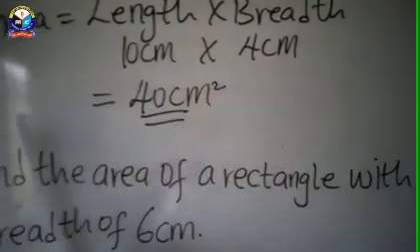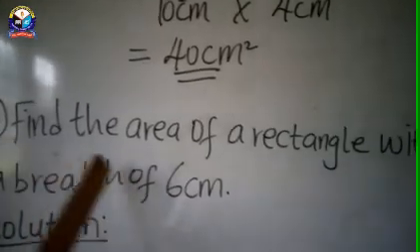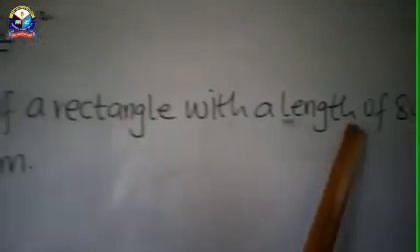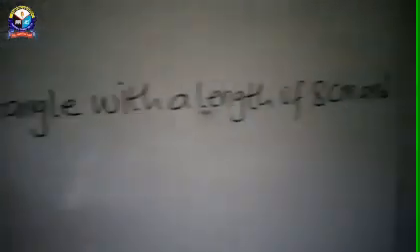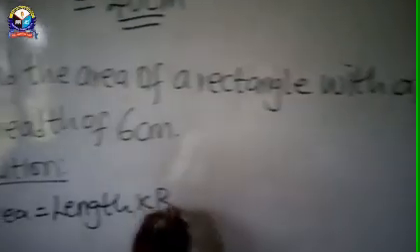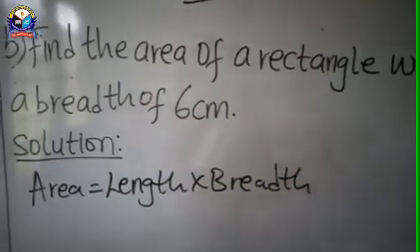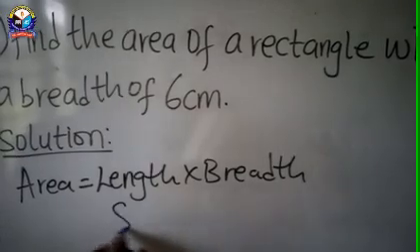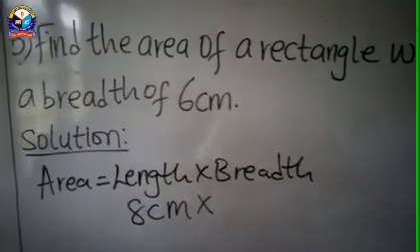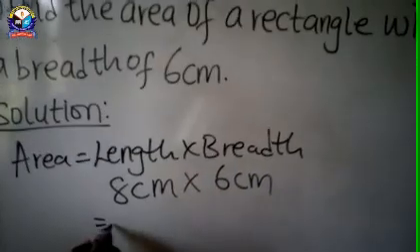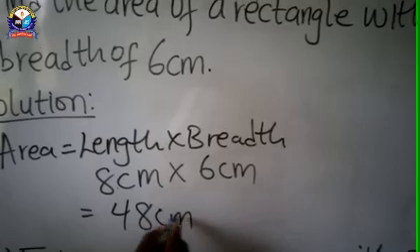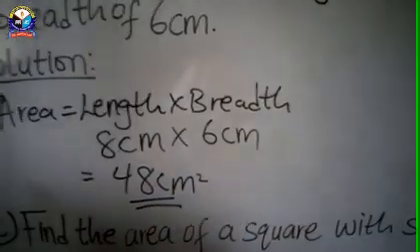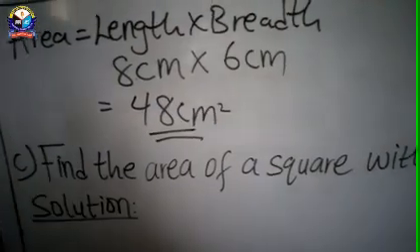B. Find the area of a rectangle with a length of 8 centimeter and a breadth of 6 centimeters. Still the same. You write out your formula. Area is equal to length times breadth. The length is what? 8 centimeter. And the breadth is what? 6 centimeter. So 8 centimeter times 6 centimeter now is equal to 48 centimeter square. That is the answer.